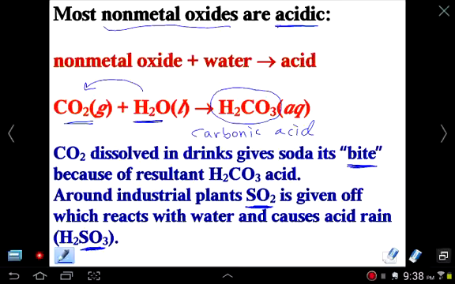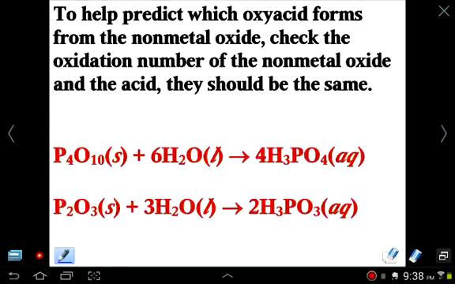So, nonmetal oxides are acidic. So one way to remember, these will all be oxyacids that are formed. And a good way to guess which acid is going to be formed, because we know that there are two forms, for example, of phosphorus-based oxyacids. It could be based on the phosphate ion, which gives us phosphoric acid, or it could be based on the phosphite ion. This gives us phosphorous acid.